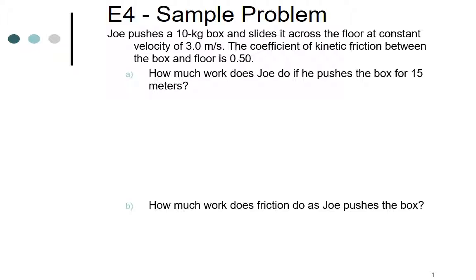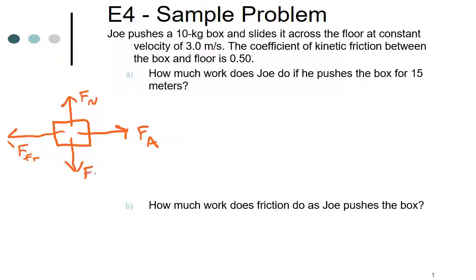Okay, in this situation we have a box that's being pushed across the floor at a constant velocity, and we can draw a free body diagram, being pushed straight across the floor. And there is some friction. We have the coefficient of friction here. We're going at a constant velocity, and we know the mass of the box here, and we want to figure out how much work does Joe do for pushing 15 meters, and then how much work does friction do.